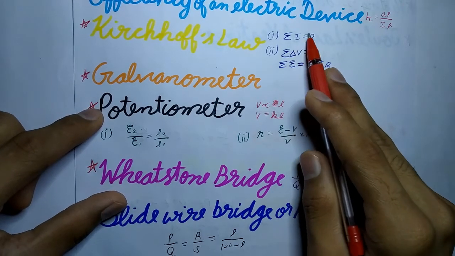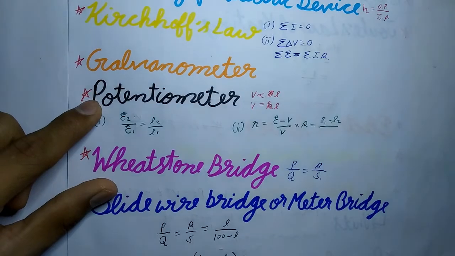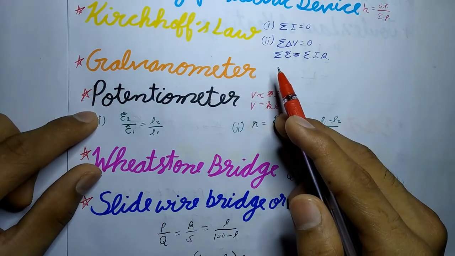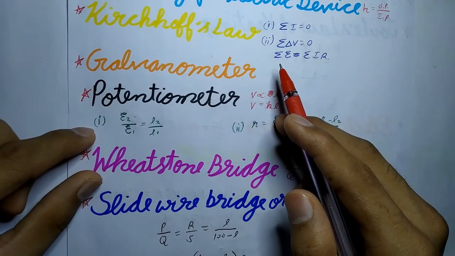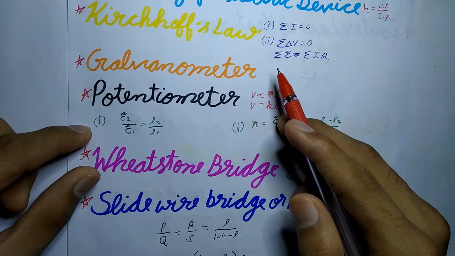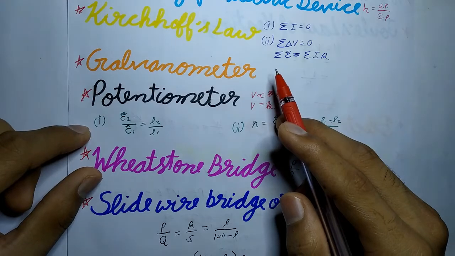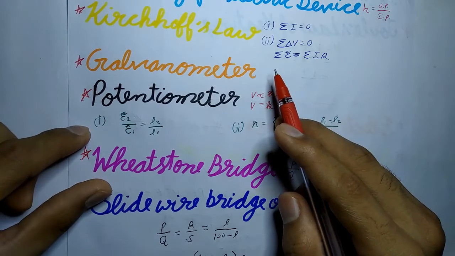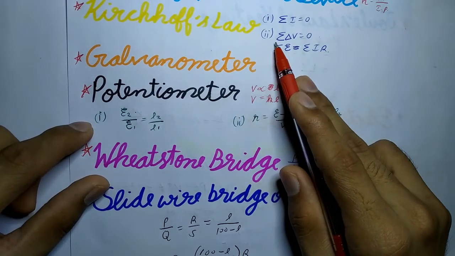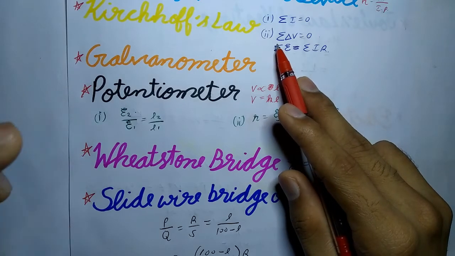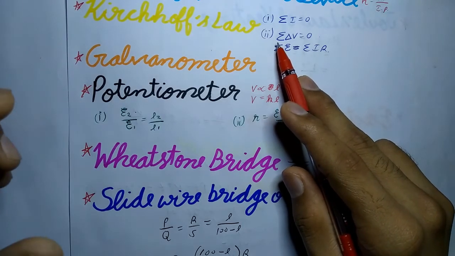Mathematically, summation of I is equal to 0. And justification, this law is based on the law of conservation of charge. When the currents in a circuit are steady, charges cannot accumulate or originate at any point of the circuit. And the second law is also known as the loop rule.